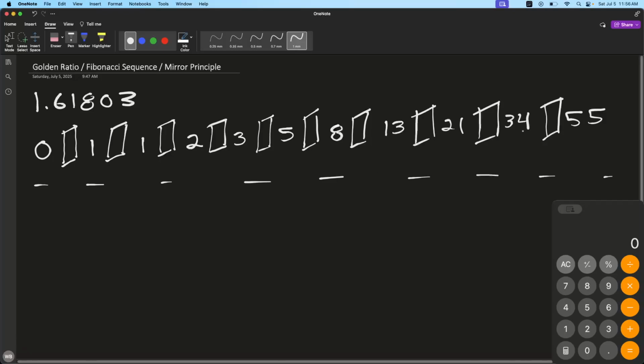So we had 34 and 55, right? Let's just have 55 here for continuity. 34 and 55 is 89. 55 and 89 is 144. Everybody's just looking through the mirror at their past self and combining into something new. 144 plus 89 is 233. We'll stop there.